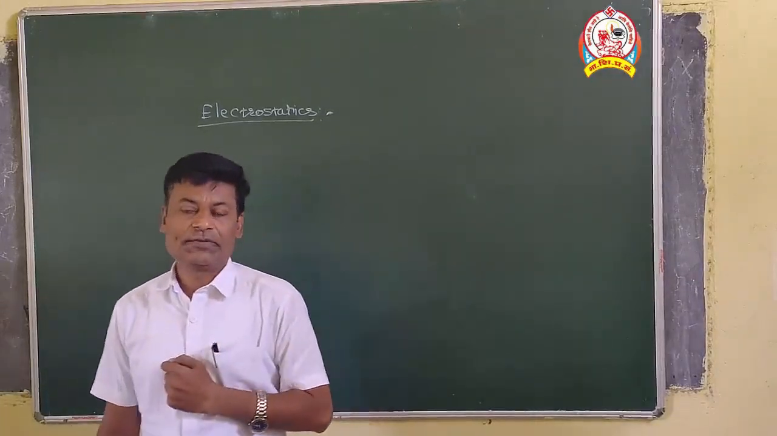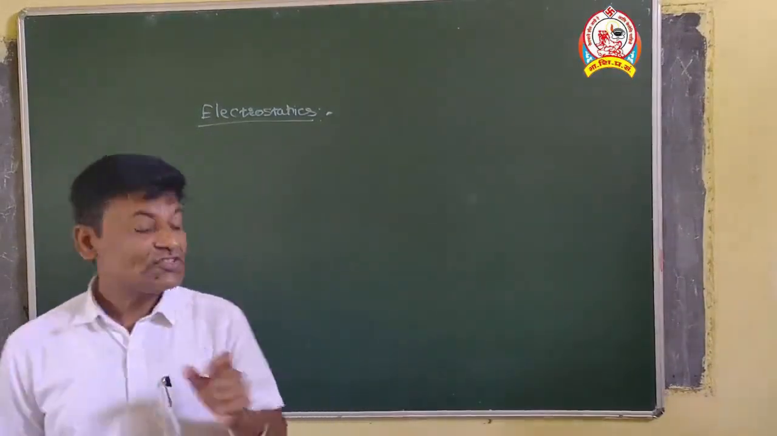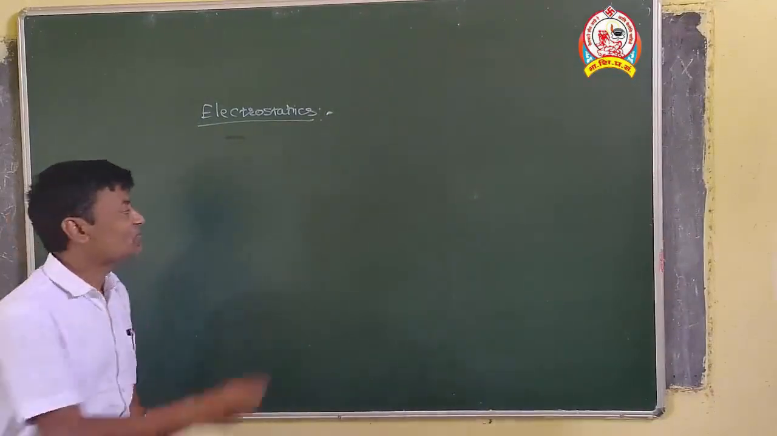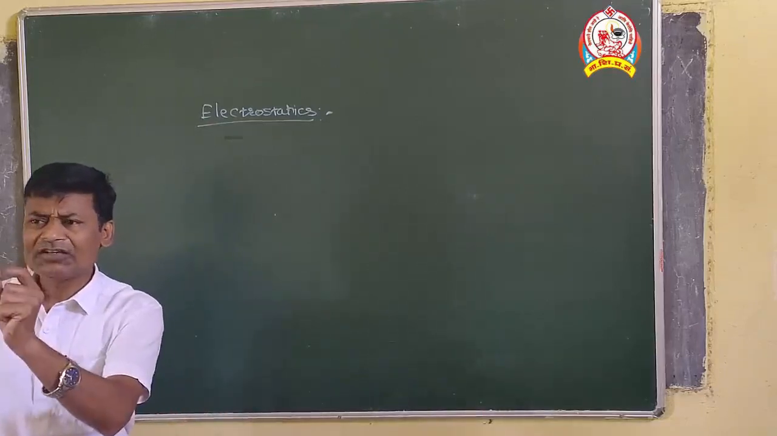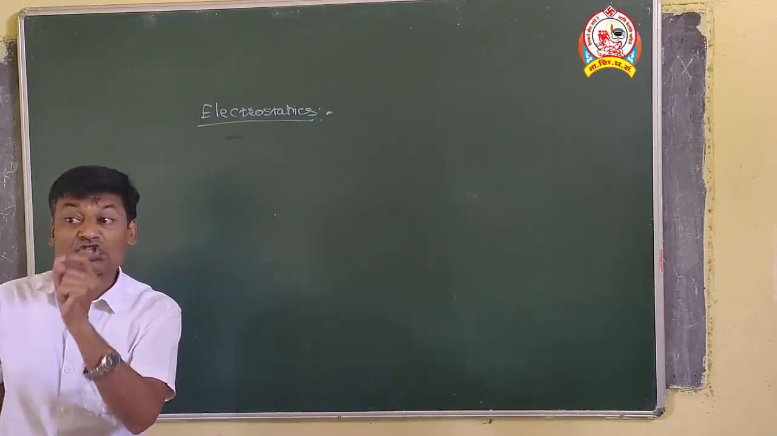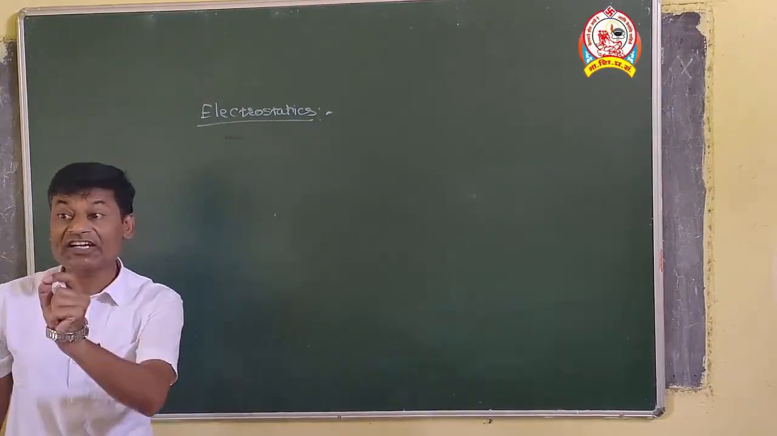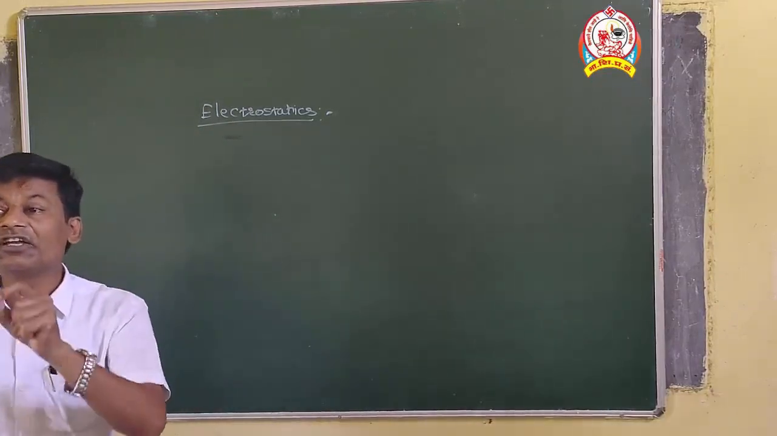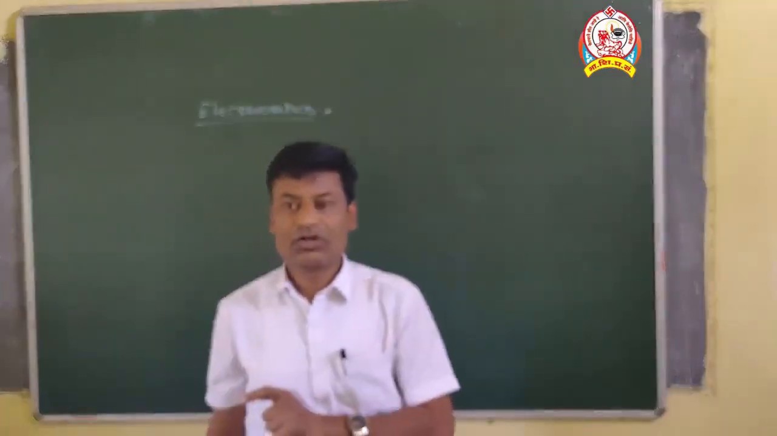Okay, I explain this one. In electrostatics, electro means electric and statics means stable, steady. It is related to charge. Electrostatics is related to electric charge that is static, and here we have to learn electrostatics, which is related to charge.